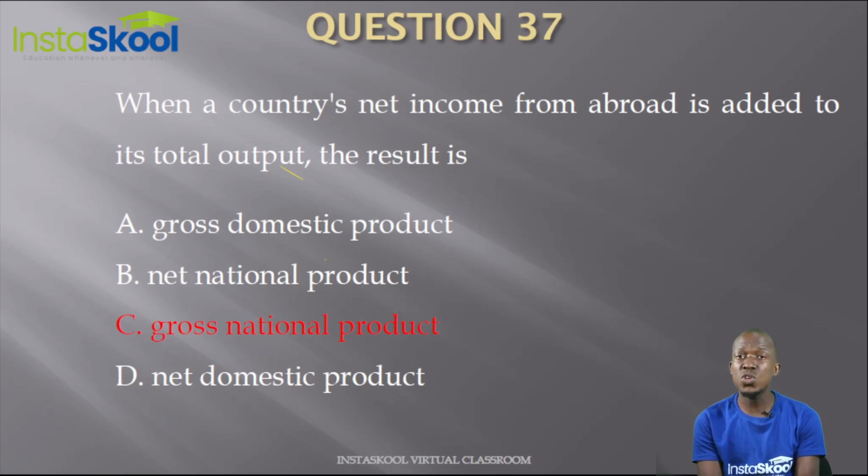Recall that our gross domestic product is the output of a country, the value of goods and services produced inside your country, within the borders of your country. When you add it to your net income from abroad, you get the goods and services produced by your citizens, irrespective of where they are. So GDP, or output, plus net income from abroad gives us GNP, gross national product.